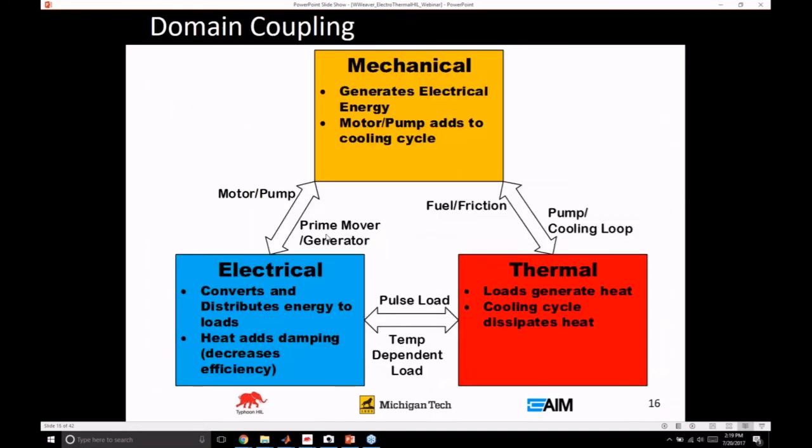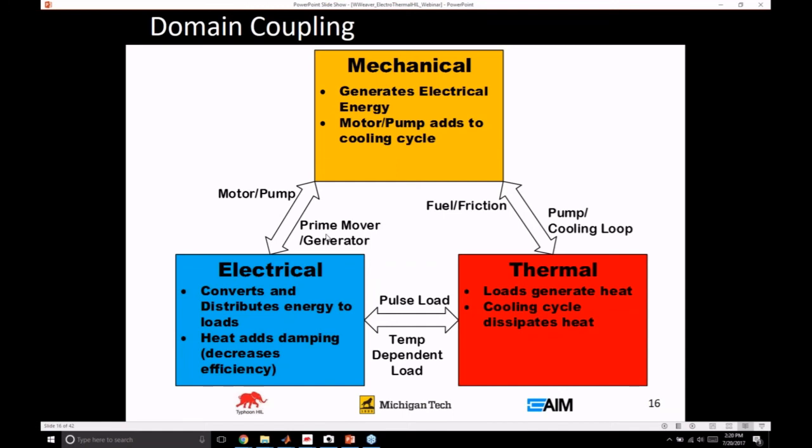So mechanical couples to electrical systems, usually through motors and pumps and prime movers. The electrical system delivers power to a load. That load is going to generate heat. The heat in turn changes the efficiency of the electrical network, which changes the damping essentially, and I'll get more into that.